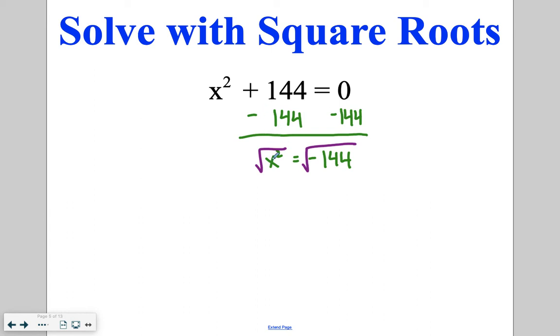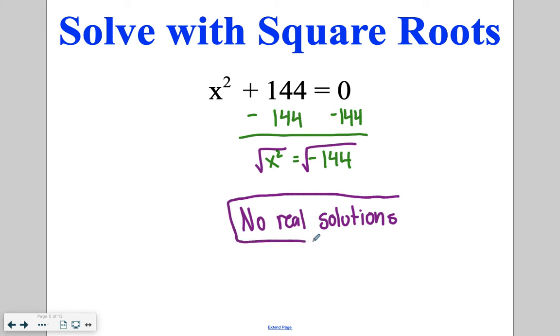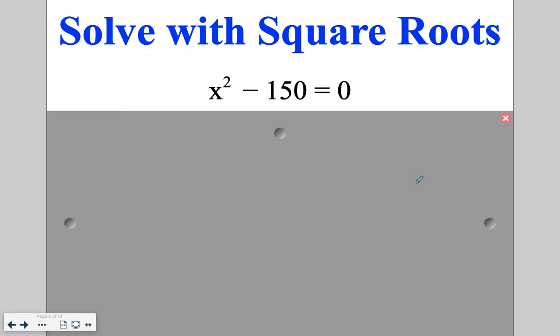So if you are solving and you ever end up with x squared equal to a negative number, the answer is going to be no real solutions. When you get into Algebra 2, you'll start to talk about these things called imaginary solutions, where you can take the square root of a negative number. But for our purposes right now, when you take the square root of a negative number, it's going to give you no real solutions. Go ahead and try this one on your own.